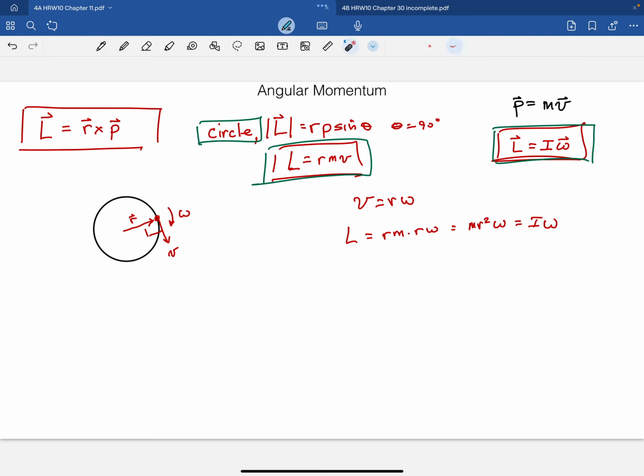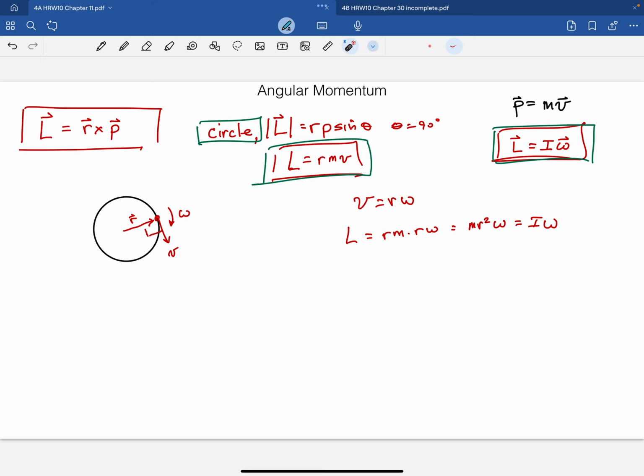Okay, so we got the magnitude of the angular momentum, but it is a vector. And so the question now becomes, how do we sort out the direction of this angular momentum? And the answer becomes, which hand are you going to choose? The right hand, okay? So we're going to do a right hand rule.